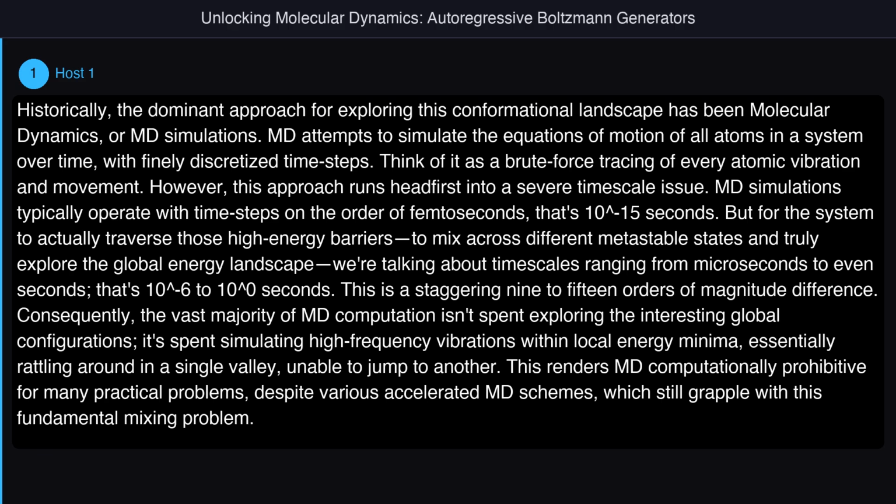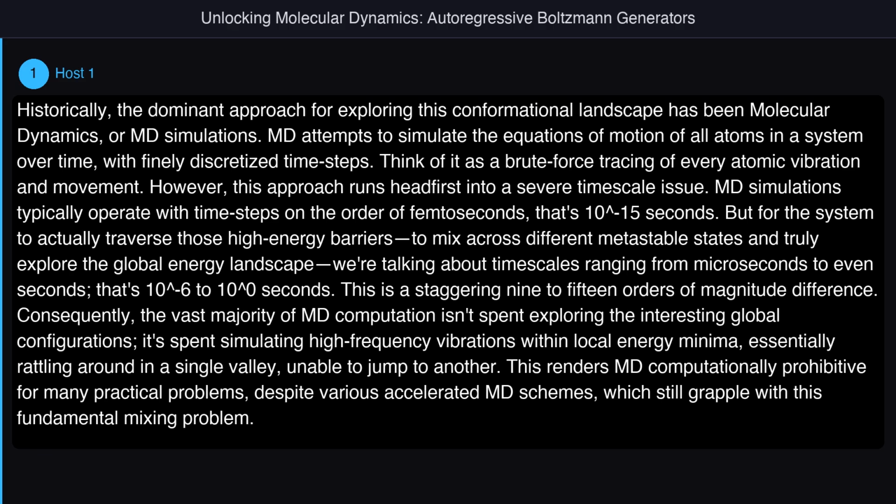MD simulations typically operate with time steps on the order of femtoseconds. That's 10 to the power of negative 15 seconds. But for the system to actually traverse those high-energy barriers, to mix across different metastable states, and truly explore the global energy landscape, we're talking about timescales ranging from microseconds to even seconds. That's 10 to the power of negative 6 to 10 to the power of 0 seconds. This is a staggering 9 to 15 orders of magnitude difference.